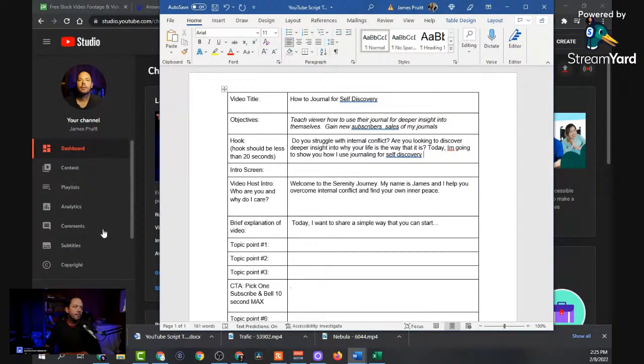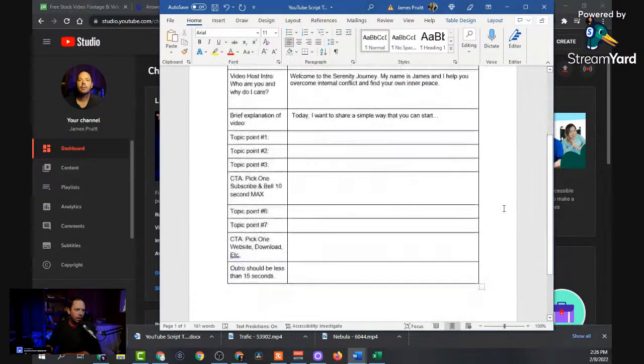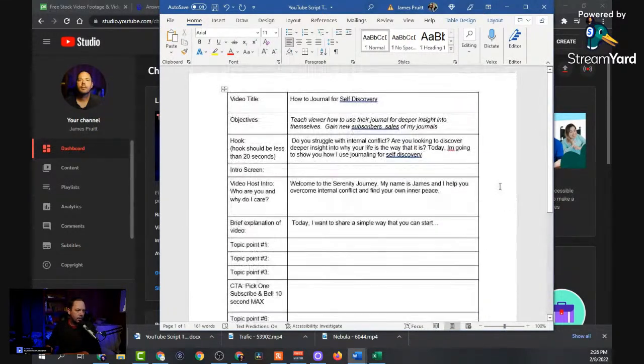This is just a form in Microsoft Word. It's a little template that I created myself. I'll be sharing it later. I don't have it up right now, but I will be adding it to my toolbox.